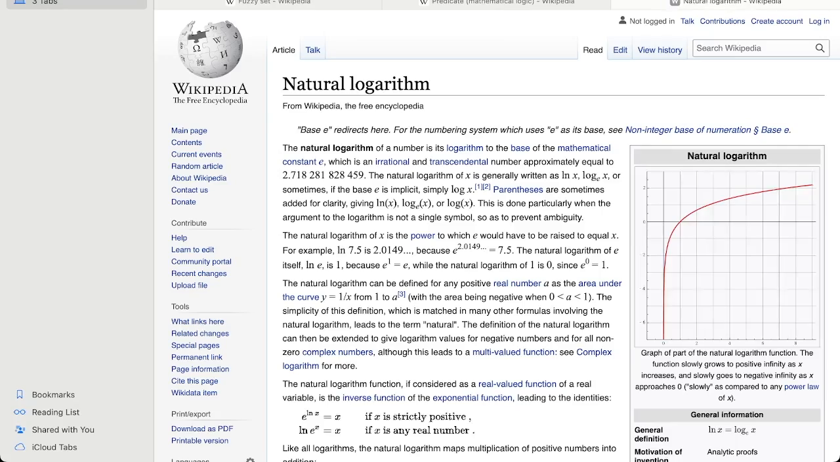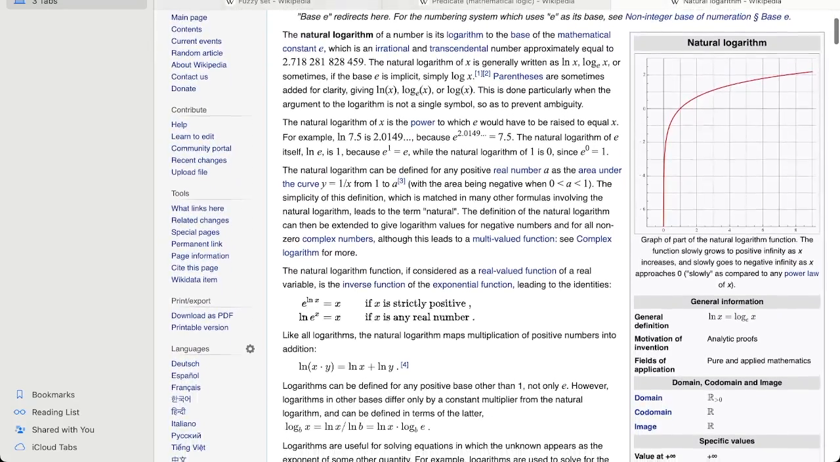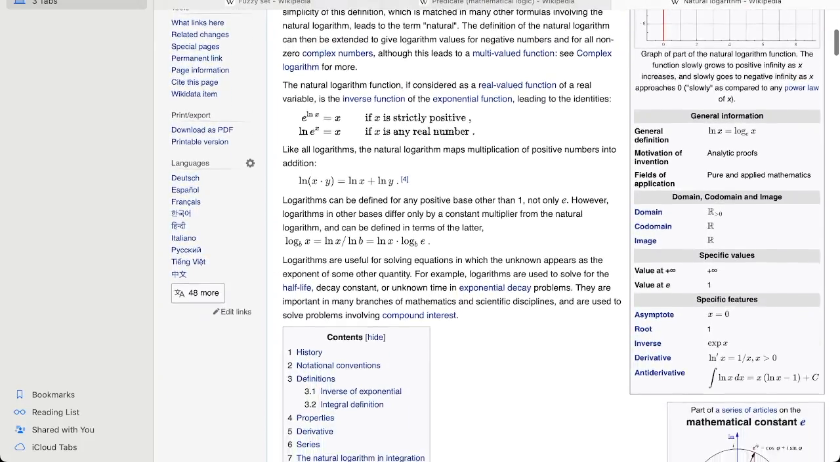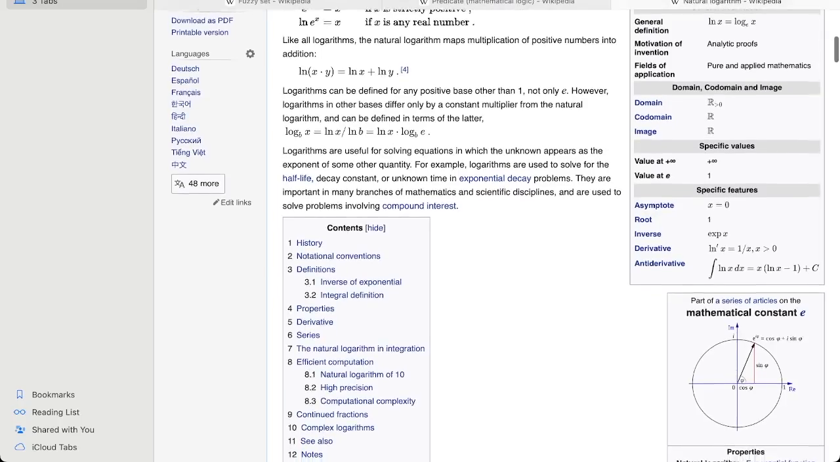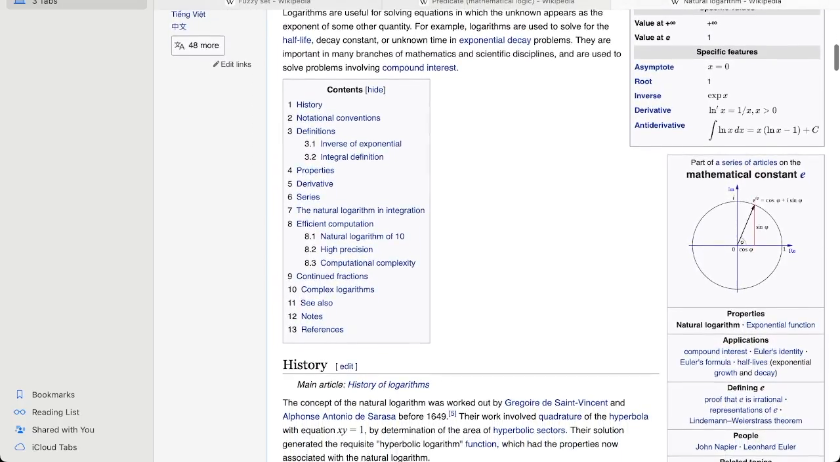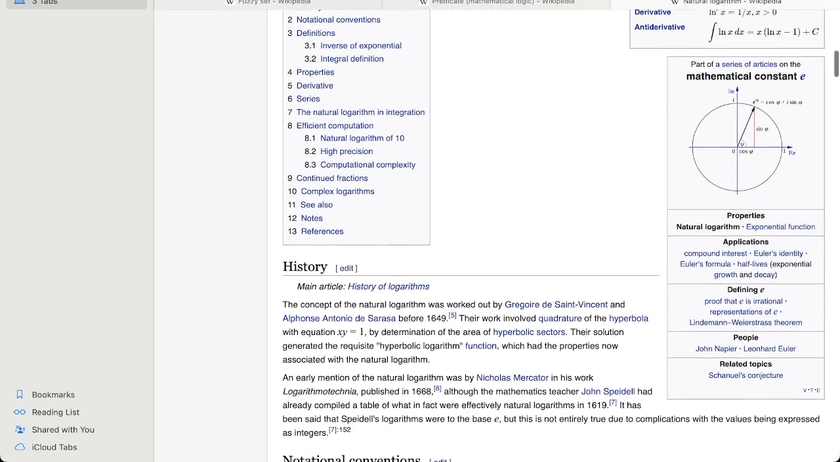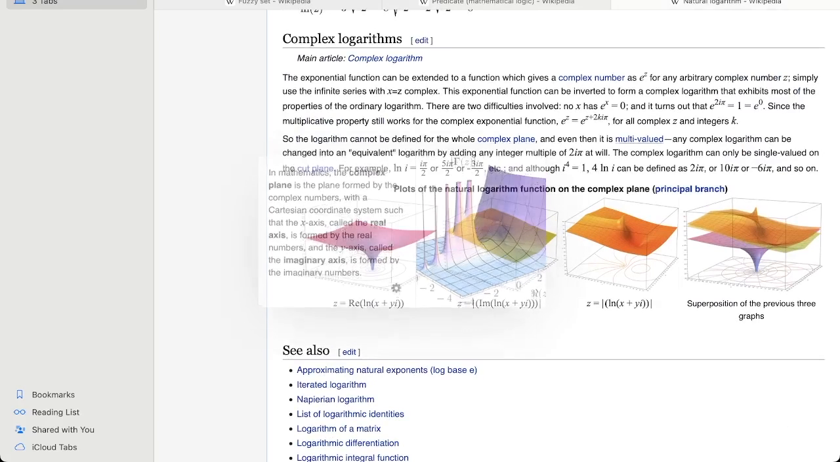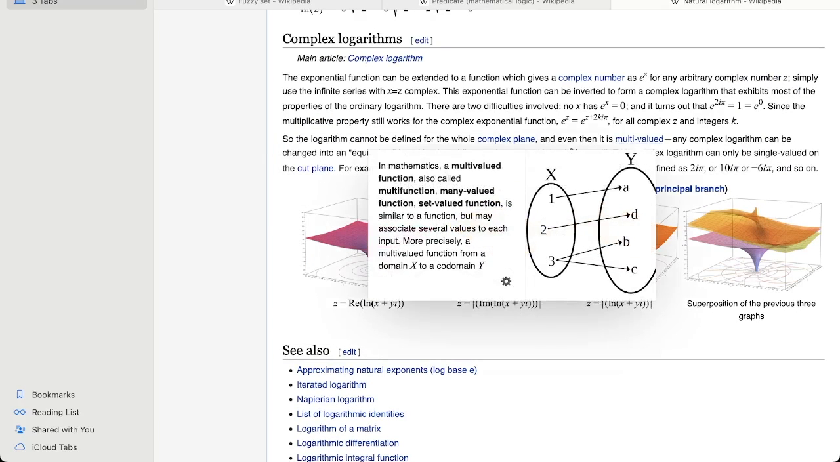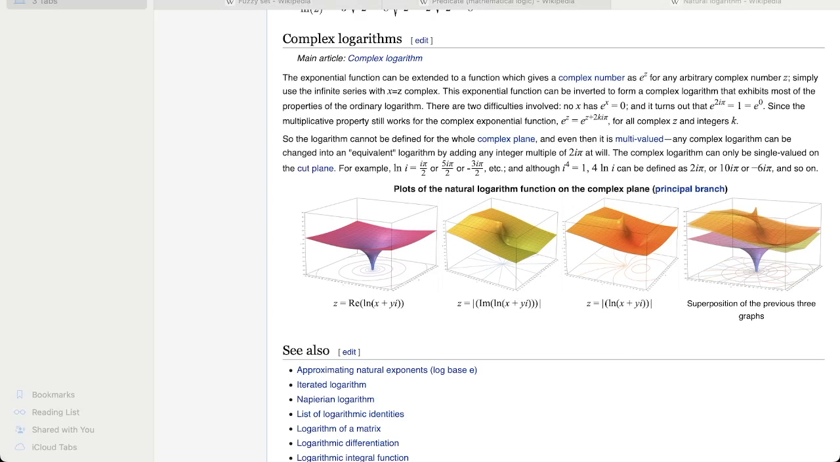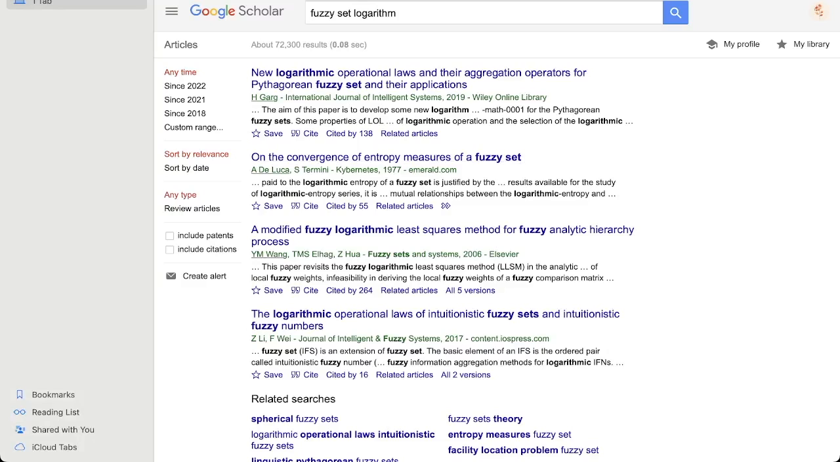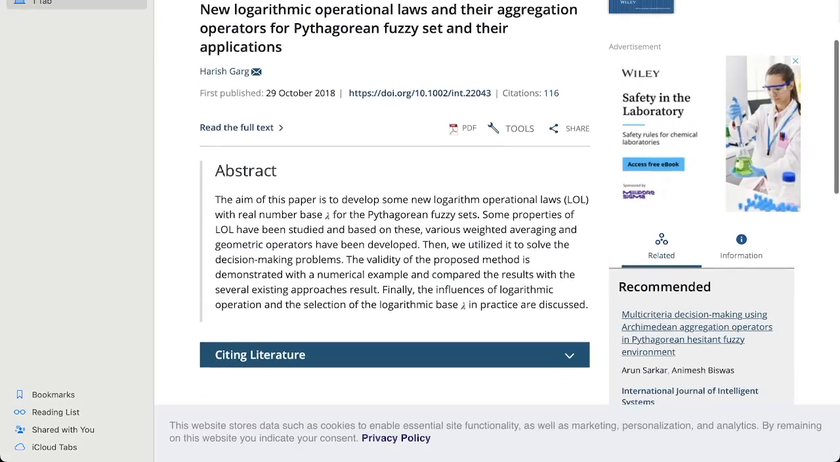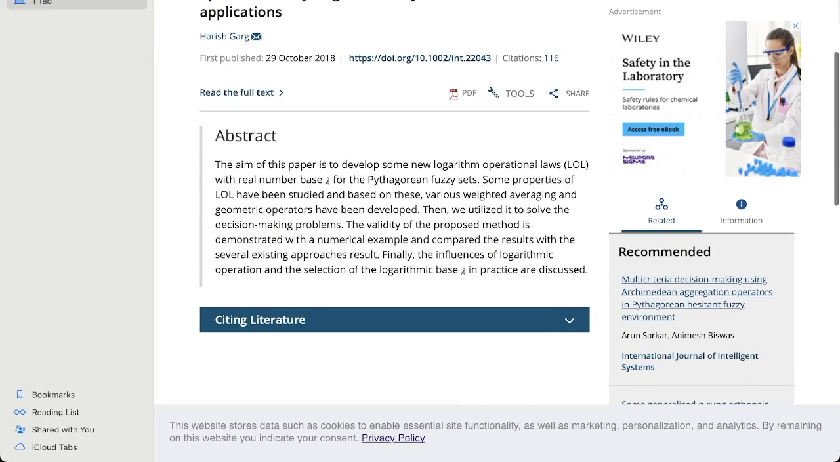So for natural logarithms, which I'm using in this example, which is just log of x, or with a denotation of e, natural logarithms don't use base 2, I don't think, as a person getting into more of these fields. So I believe there is a distribution that can be mapped with these images or plots. I believe there is a plot that you can use for the probability of log normal distribution. So new logarithmic operational laws, so I'm going back to this.